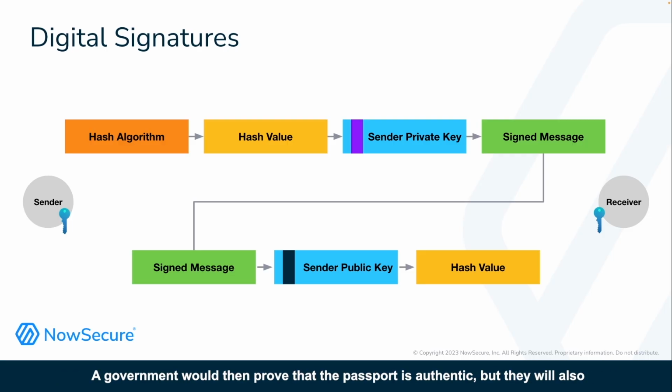A government would then prove that the passport is authentic, but they will also use your photo and your signature to prove that you are who you claim to be. In other words, they would use your public key to verify that, again recovering the hash value that proves this message wasn't compromised.